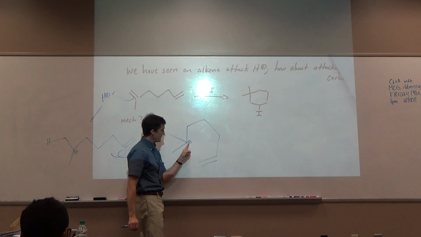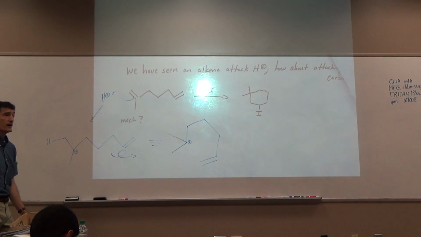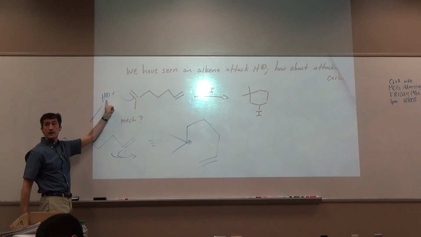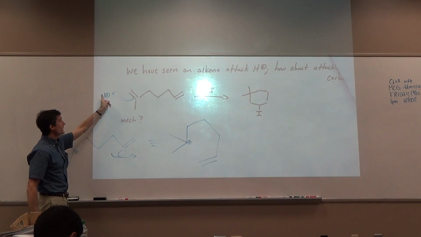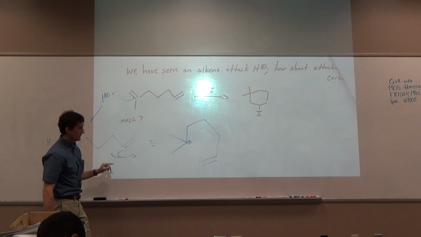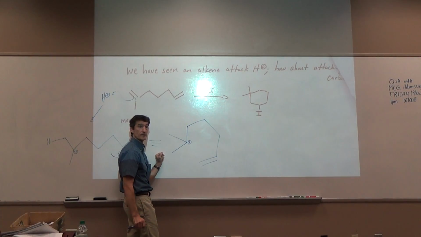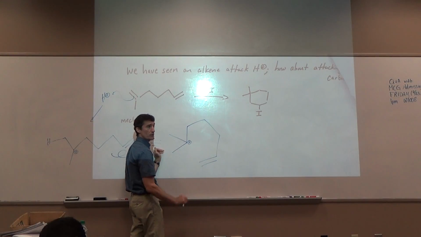Okay, pi bond next to a plus charge. Can a pi bond attack a positive ion? Sure. Does it matter if it's hydrogen? No, it doesn't matter. What if the alkene attacks a carbon plus? Can it do that? Yes, it can. And this is going to be an internal reaction.